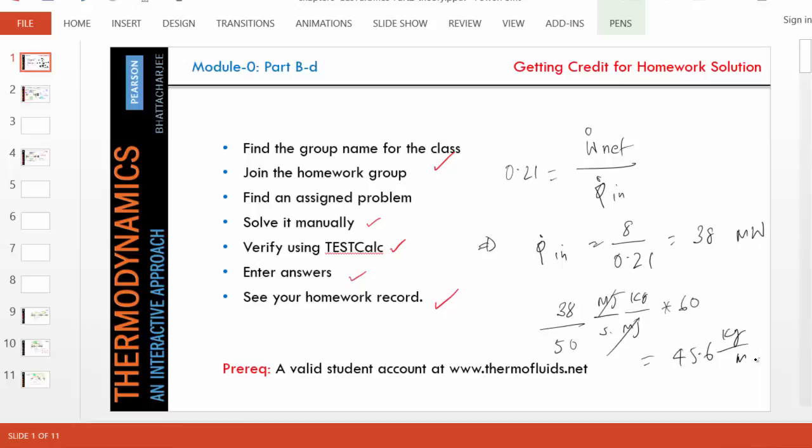Anyway, my goal here is not to show you how to solve the problem, but rather how you get credit for a problem you know how to solve. So suppose you figured out the fuel consumption rate is 45.6 kg per minute. Now how do you get credit for solving that problem?